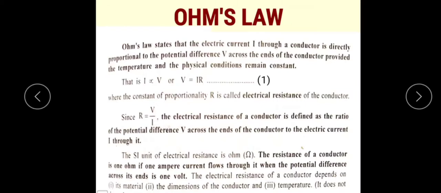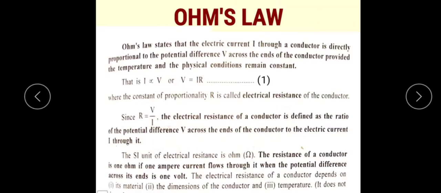See, the electrical resistance of a conductor depends on 3 factors. It's very important. Many times in the annual exam it is a 2 to 3 mark question: on what factors does the resistance of a conductor depend? The first one is the material. The resistance of a conductor depends on the material.